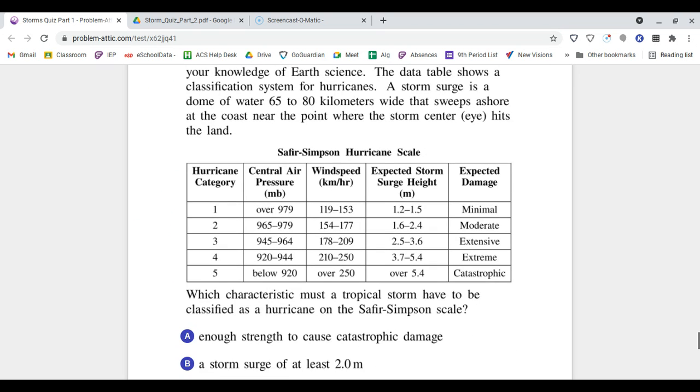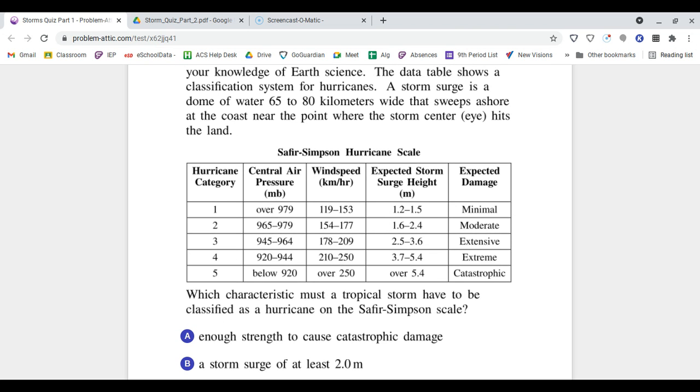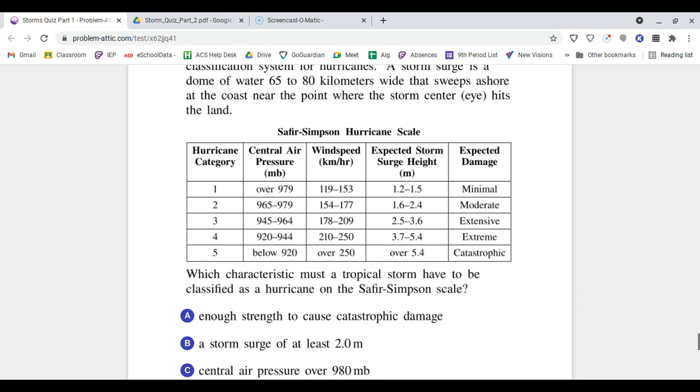All right, let's take a peek at this one. This data table shows a classification system for hurricanes. Okay, it gives us the categories, the air pressure, the wind speed. This is kind of like your lab. You guys have one that you had to do with that. A storm surge is a dome of water 65 to 80 kilometers wide that sweeps the shore at the coast near the point where the storm's center, or the eye, hits the land.